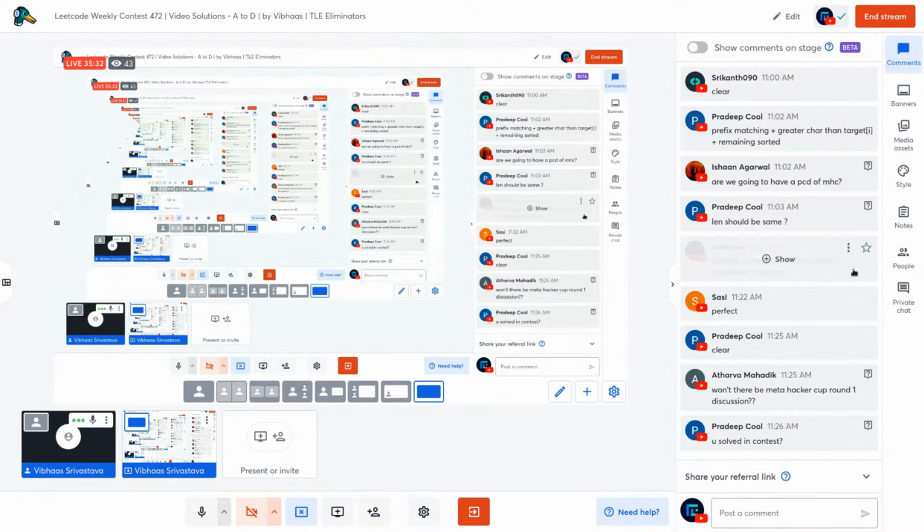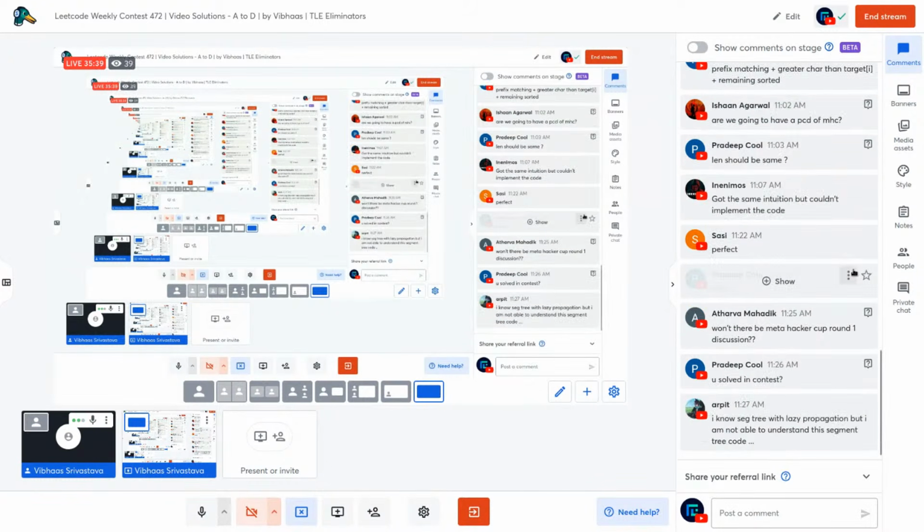I solved in contest? No, I did not solve in contest. I actually was sleeping. Meta Hacker Cup ended at like one something, right? So I couldn't wake up on time for today's contest. I solved a bit afterwards. I started half an hour late, so I just did it from a different account. And I didn't even submit till the contest was over.